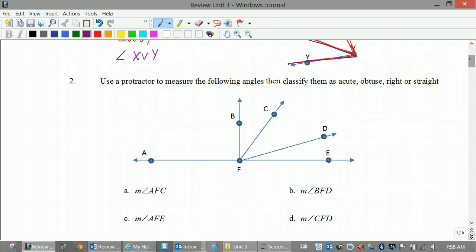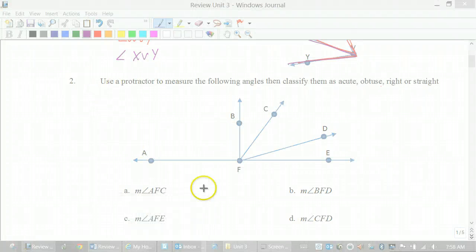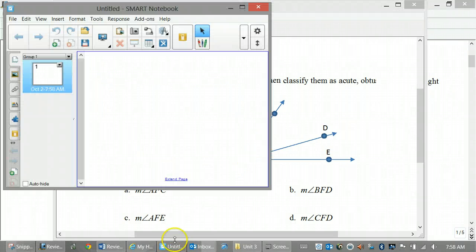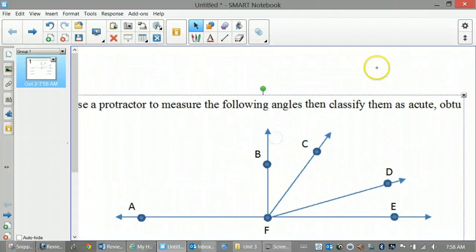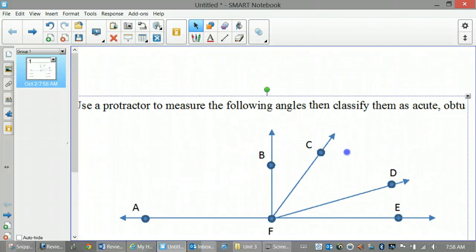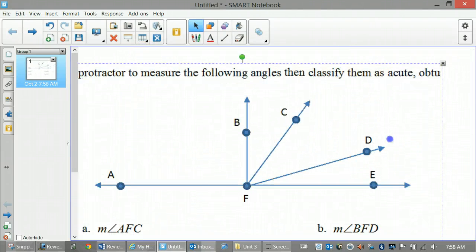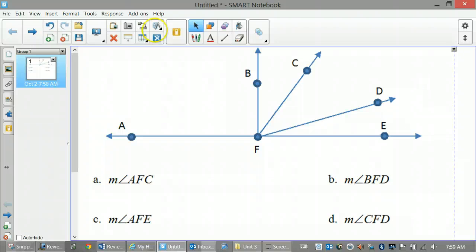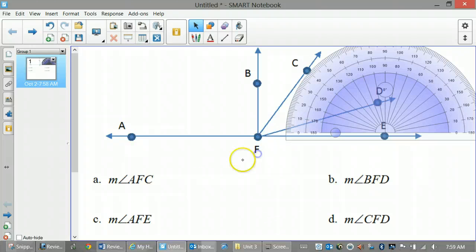Now we need to turn around and measure this stuff. So we have to open up a different program here. I'm going to screen snip it so that I can actually measure it. Copy it, paste it in here. Okay, so let's measure it. I'm going to pull out the protractor, and we're going to move it and line up.